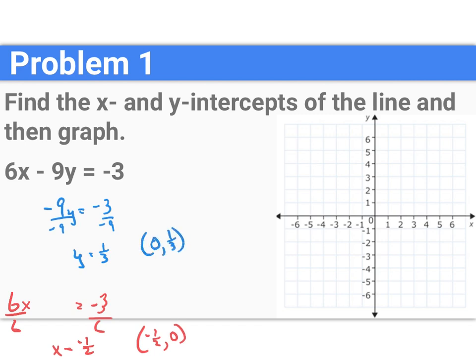Okay, so let's plot both of these points. 0, 1/3 is about right there. And negative 1/2, 0 is about right here. And then we just plot the line. So we didn't have to find any form of a line or anything like that.